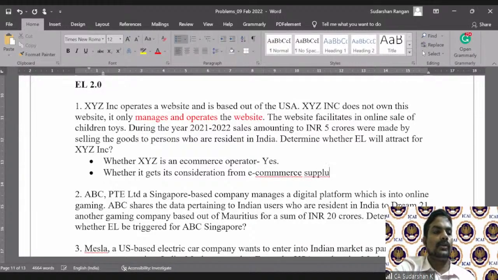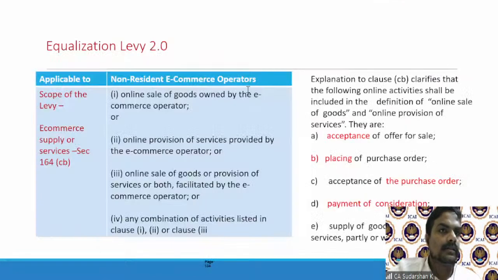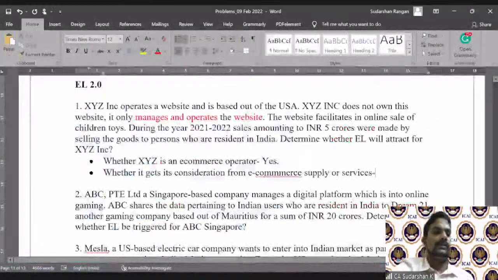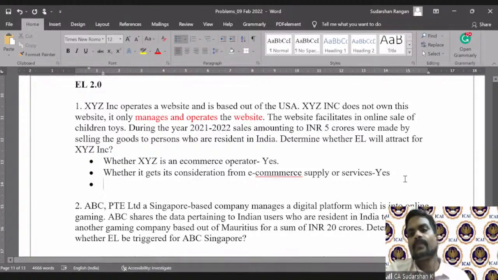So for e-commerce supply or services, again, very, very widely worded. And there should be online sale of goods owned by XYZ. Even if it's not owned, as long as it facilitates, it will become an e-commerce supply or services. So there is children's toys. So therefore, it is a clear case of e-commerce supply or services. The question doesn't say whether it owns the toys, but it doesn't matter. It looks like it facilitates.